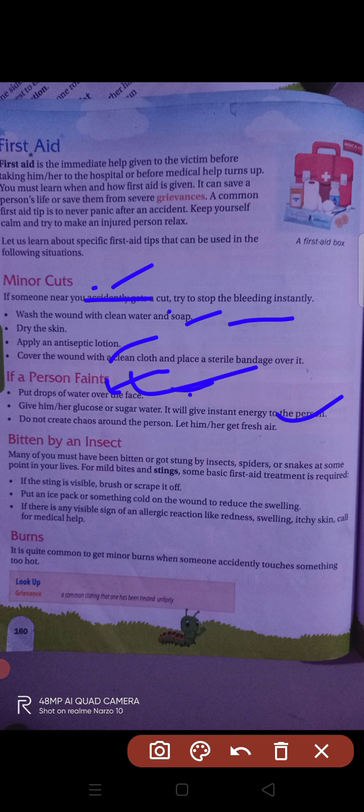So we have seen many insects like spiders, snakes at the point where you live. Yes, we have seen these kinds of insects like spiders and snakes. So when we get some injuries or accidents by these insects, what are all the first aid we have to take here, for mild bites and stings.